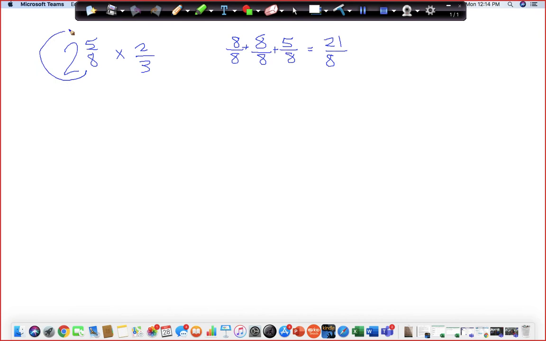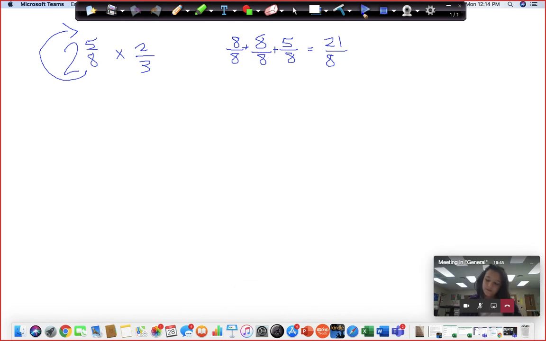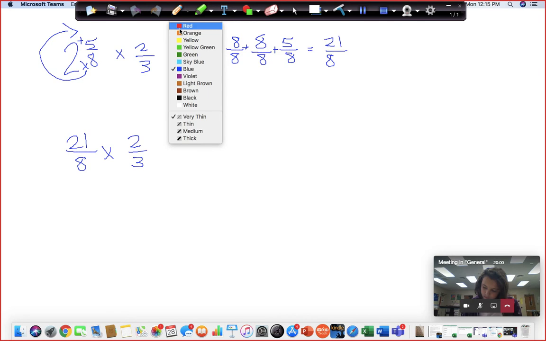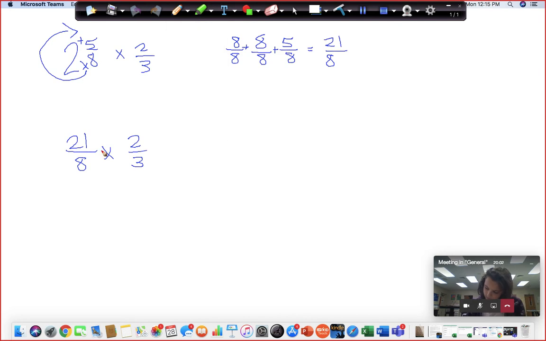Or you could do the backward C. 8 times 2 is 16, plus 5 is 21 over 8 times 2 over 3. Again, we can cross cancel or cross divide diagonally in order to pre-reduce, pre-simplify your answer.